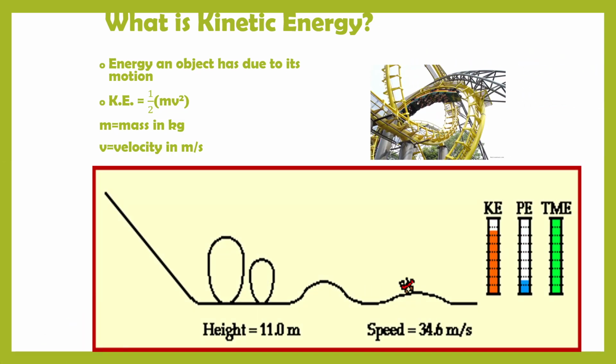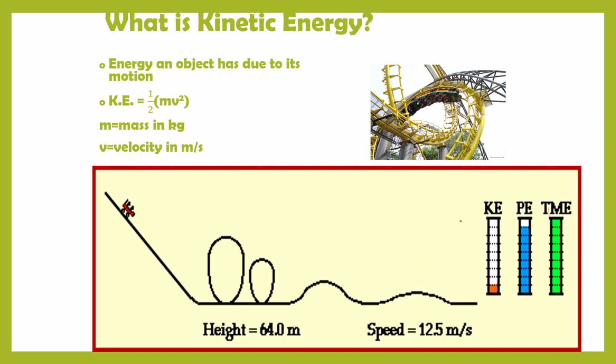So here's an example where we're looking at a roller coaster, for instance. Now on this, we have 3 meters. We have a kinetic energy meter that tells us how much energy there is in kinetic. We have a potential energy meter that tells us how much of our energy is potential. And then our TME, which is our total mechanical energy. So you notice that as this roller coaster goes through, the TME stays the same at all points.